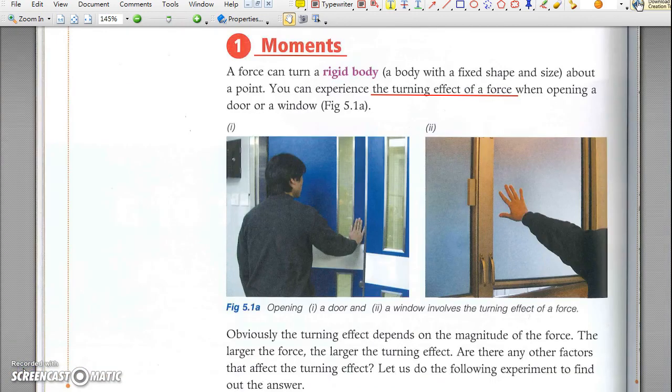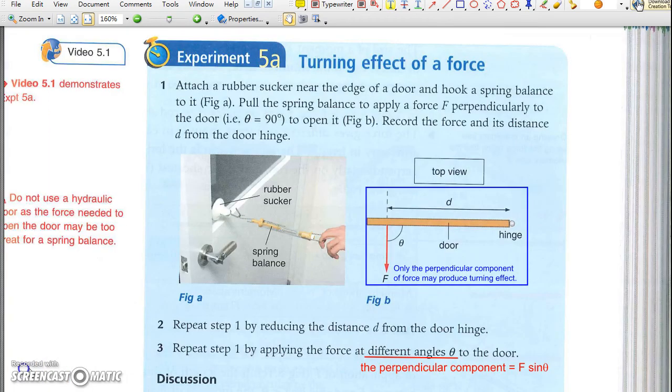1. Moment. A force can produce acceleration, which Newton's second law has told us. The force may also make something turn. The turning effect increases with the magnitude of force and a physical factor. Let's take a look at experiment 5a to find out what the physical factor is.